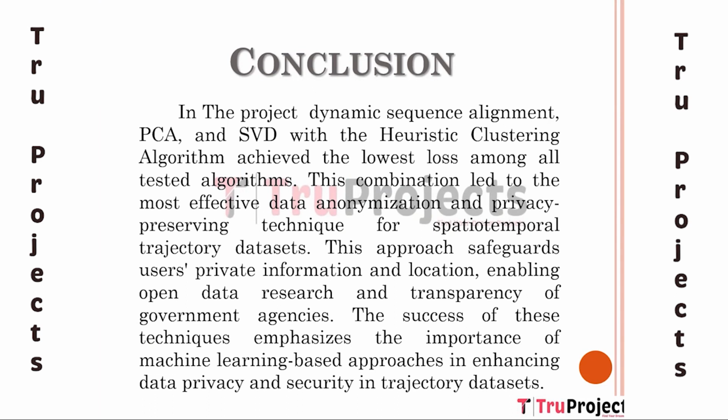The lower loss signifies better performance in safeguarding users' private information and location, making this approach the preferred choice for anonymizing and protecting sensitive data while allowing for open data research and transparency of government agencies. The success of these techniques highlights the importance of using machine learning based approaches to enhance the data privacy and security in the context of trajectory dataset.